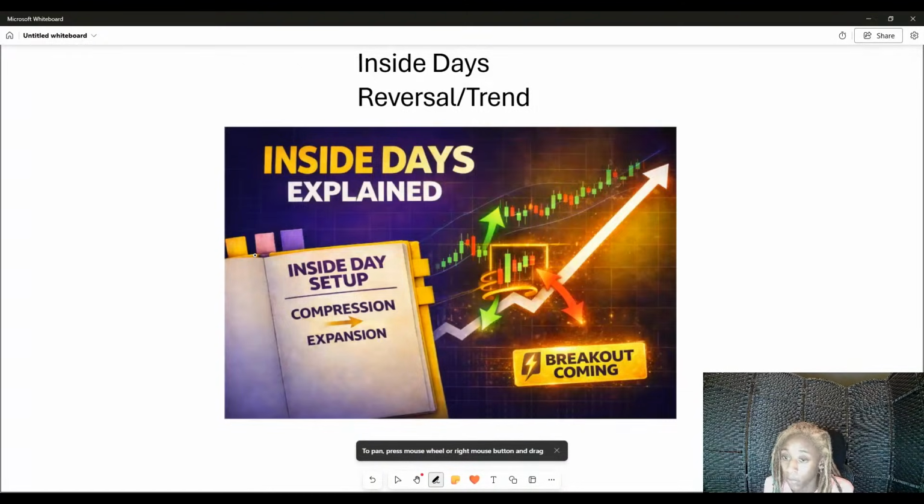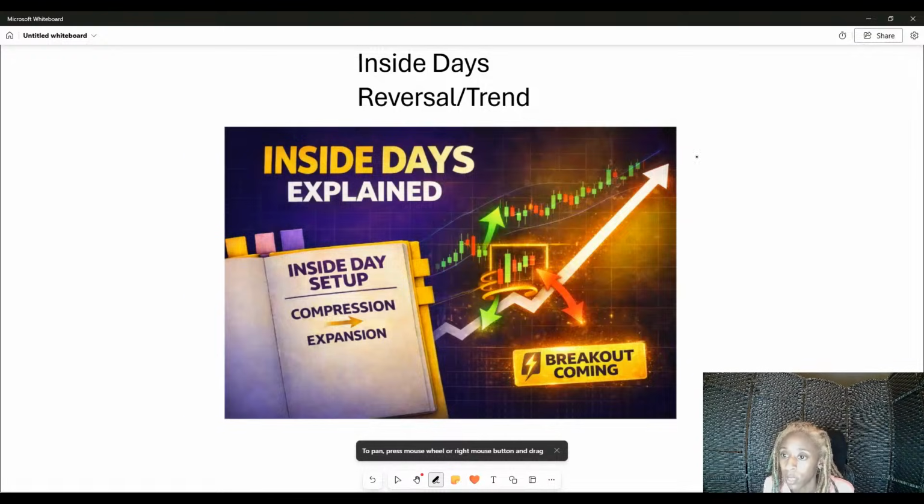You can have reversals in an inside day, you can have trends from an inside day. But the most important thing to remember is that you need to get specific on what you're looking for. Inside days offer dump coil pumps, inside days offer pump coil dumps. But what setup are you taking?